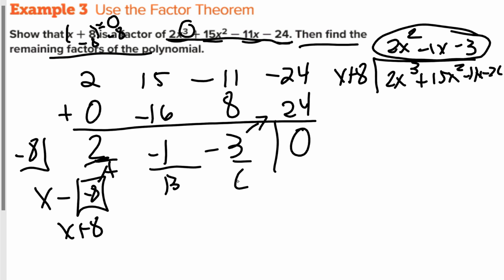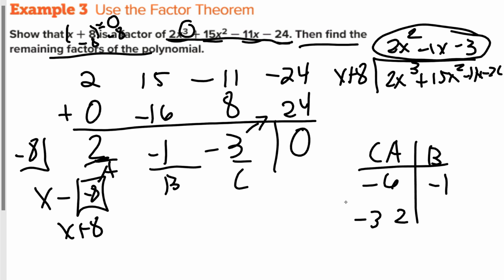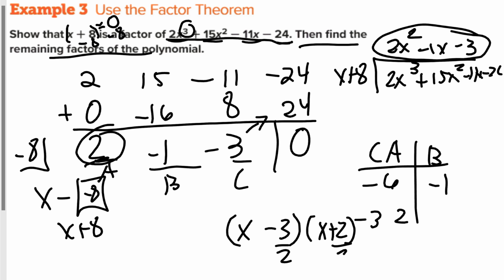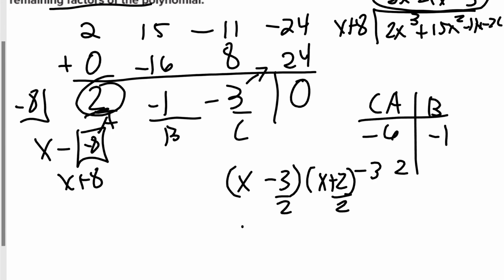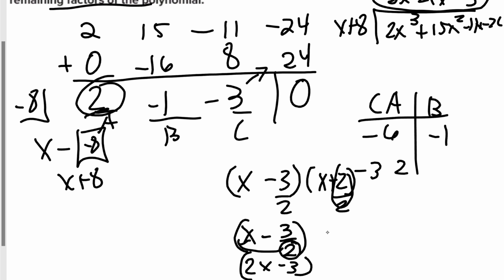I could do quadratic formula, or I could CAB it. So C times A is -6. What times what is -6, but adds to -1? Well, that would be a -3 and a 2. So then it would be x minus 3 and x plus 2. But I have to divide by my A, which is 2. So these are my other factors. X minus 3/2, which I could rewrite as 2x minus 3, because I just bring that denominator out front. This one divides evenly into 1, so x plus 1 is also a factor.